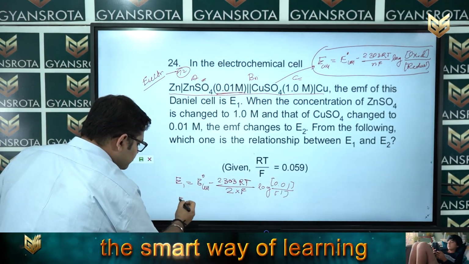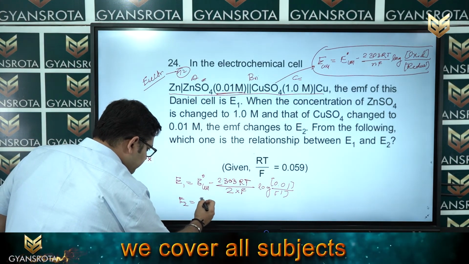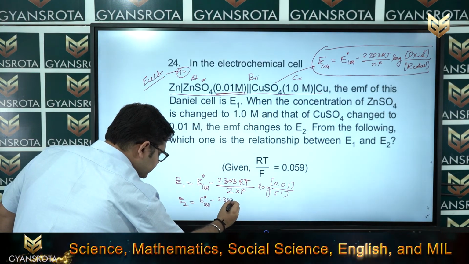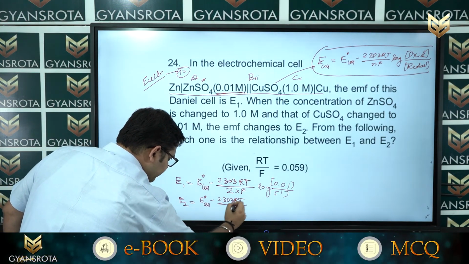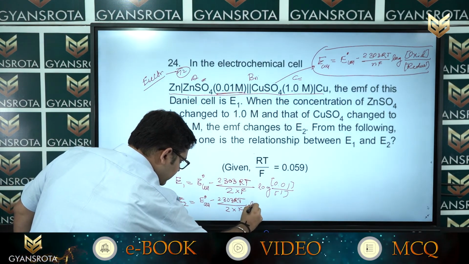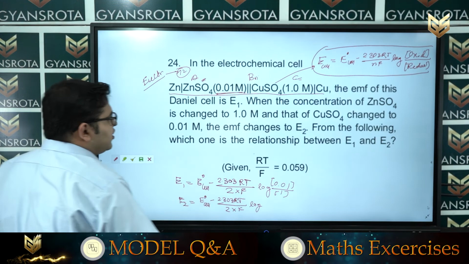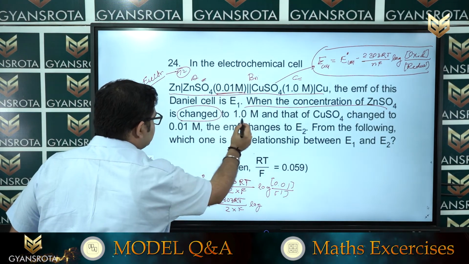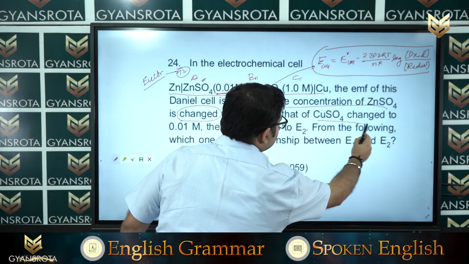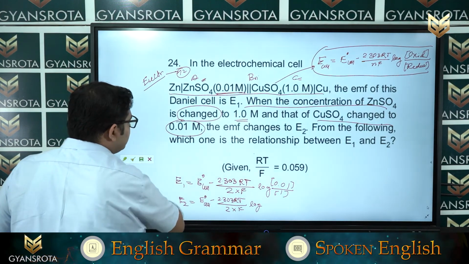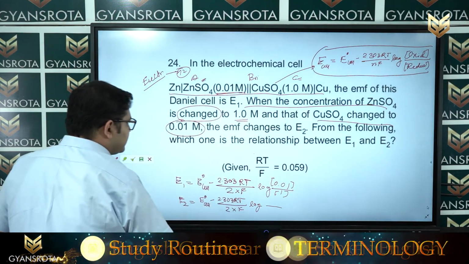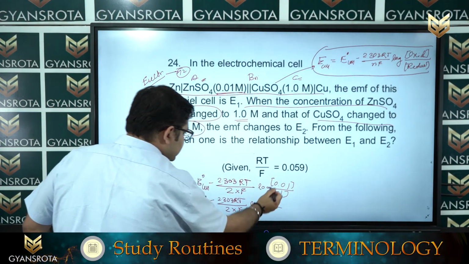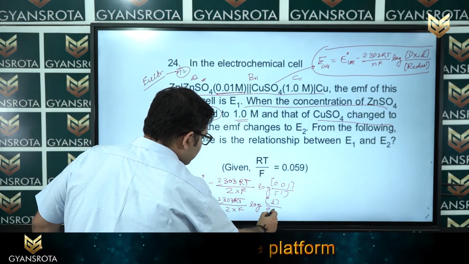Now, see the E2. Again the same, E° cell minus 2.303 RT, n value is 2 into F, log. Now, see the concentration, what they said. When the concentration of zinc sulphate is changed to 1 molar and that of copper sulphate changed to 0.01 molar. So, now they changed the concentration. So, what is the oxidation concentration right now? 1, and what is the reduction concentration? That is 0.01.